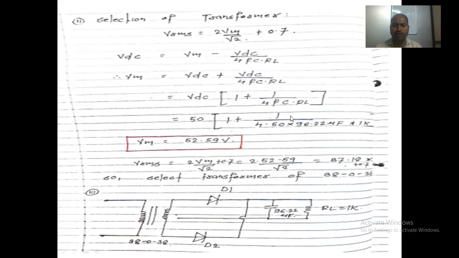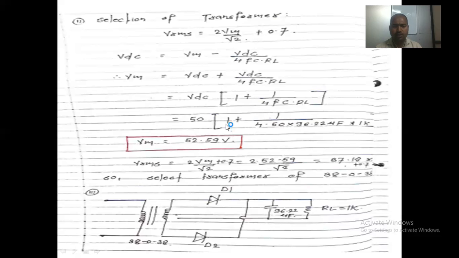0.0519, okay, into 10 raised to anything, plus 1. It is 1 point something, is that correct? Yes, sir. Okay, now multiply by 50. The value should be 50.00 volt. No, is it not possible?